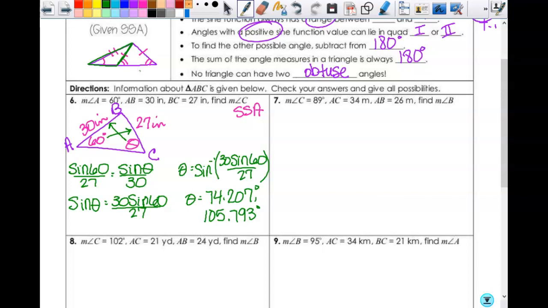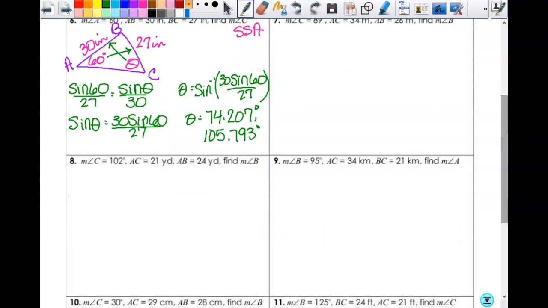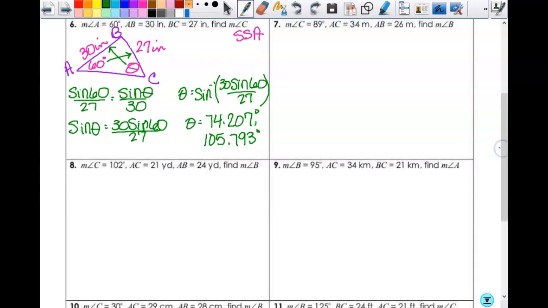All right, let it marinate a little more. Even though you got two answers, that doesn't mean there are two answers, so we have to check them. We take this 60 that they gave us and add it to this 74 point whatever. The actual number doesn't matter. All you care about is, when you add those together, is it greater than or less than 180? Less than. This is less than 180, so it works.